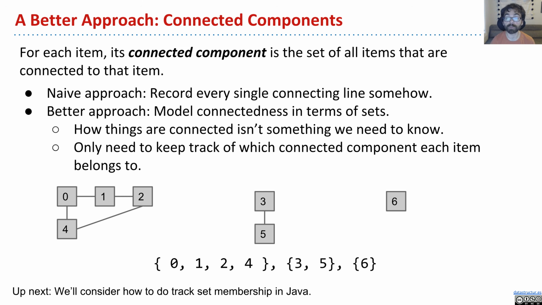And so the naive approach was recording all the lines, but the better approach was to model connectedness in terms of sets. And this is a big idea that will make our lives much easier. We don't care about how things are connected. We only care that they are connected or not. And that'll make our lives a lot better.